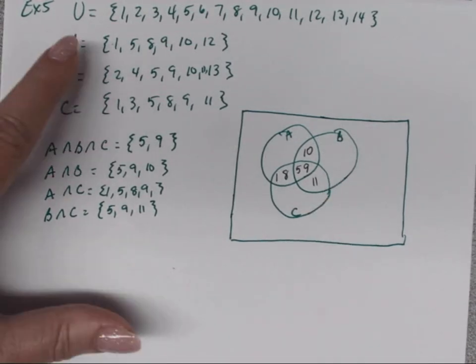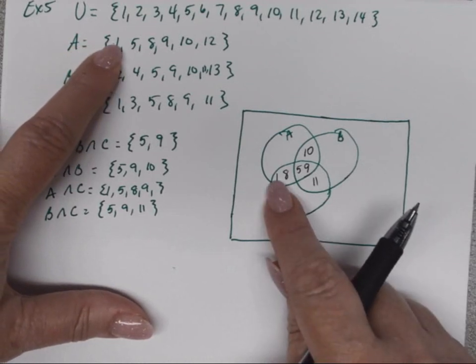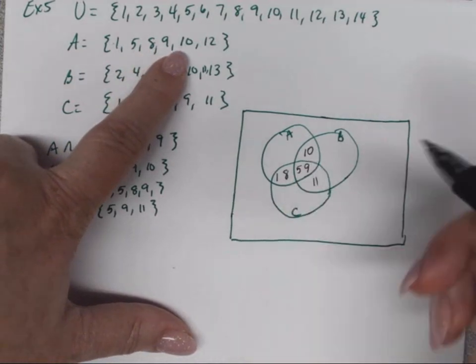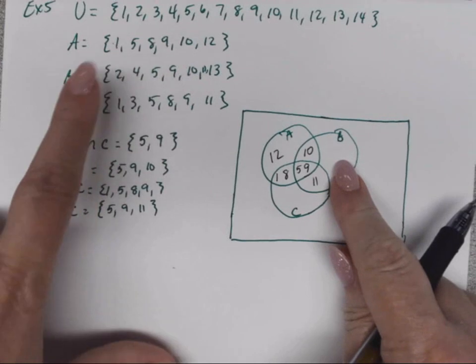Now we'll go back to set A and see what else set A has. We have a 1, we already have the 5, the 8, the 9, the 10, we need to put a 12 up here.